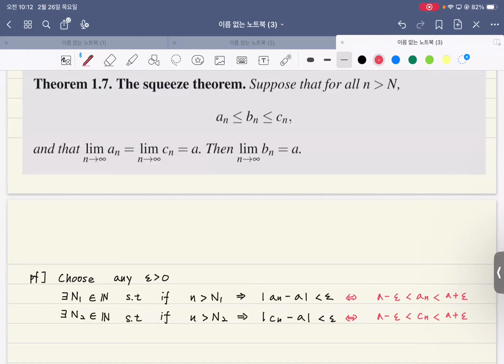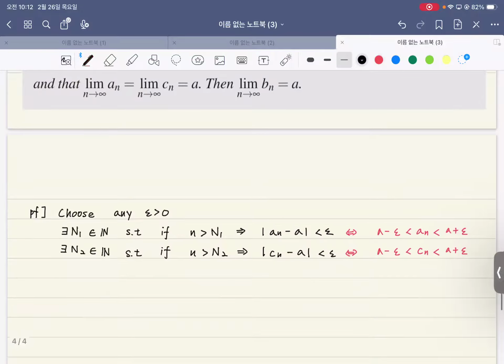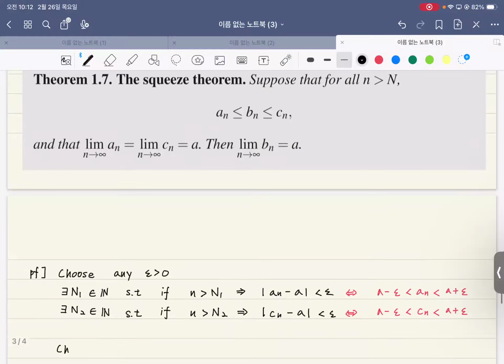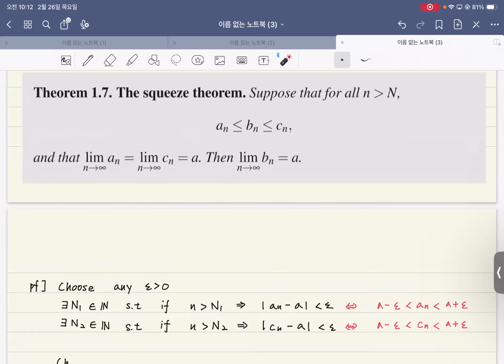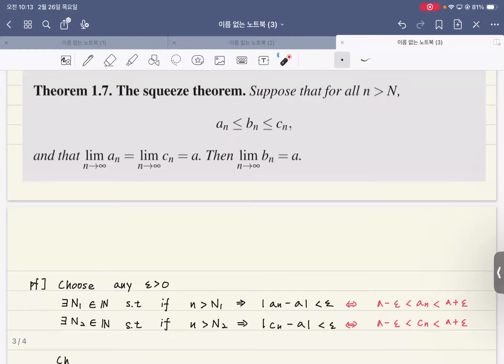If this index is greater than N1, satisfying this inequality, which is mathematically the same as these two inequalities holding at the same time. And also, this inequality being true means these two inequalities hold at the same time, right? And since this inequality is true for all indices greater than this number, therefore, yeah. Sorry, my notation is somehow messed up.